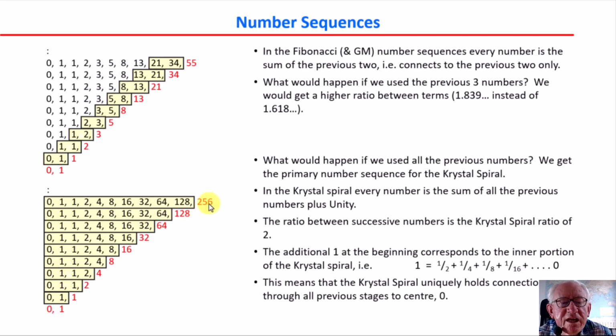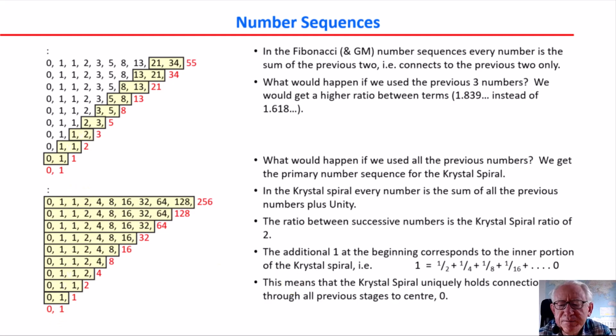So this means that every element on the Krystal spiral encompasses all the previous elements plus all the elements in the internal spiral, connecting all the way into 0. In other words, the Krystal spiral uniquely holds connection through all the previous stages to its point of origin in 0, and it also preserves all the prior history. This degree of connection and alignment between stages becomes important a little further on when we look at the question of harmonics.